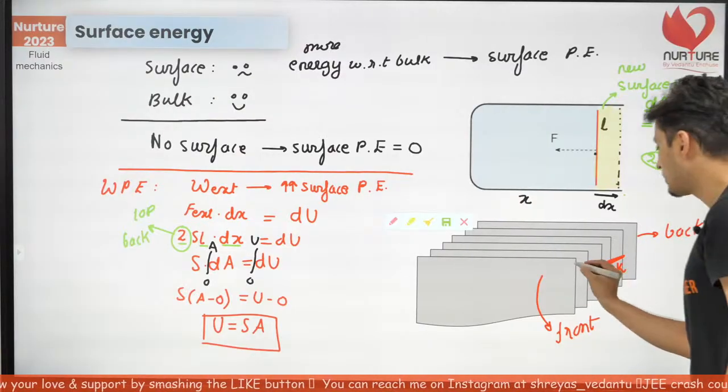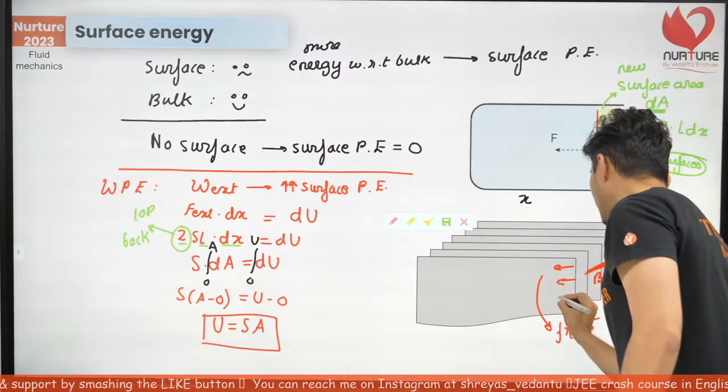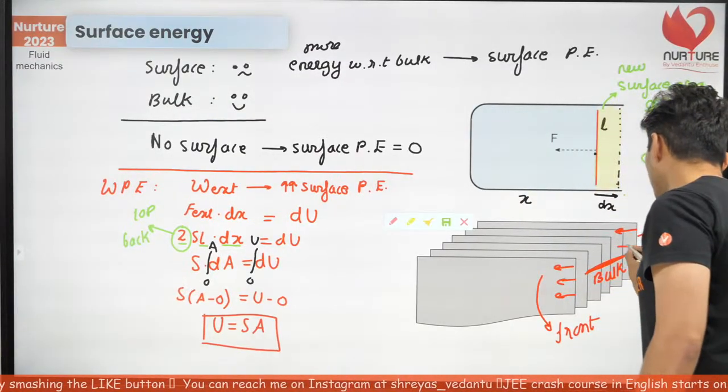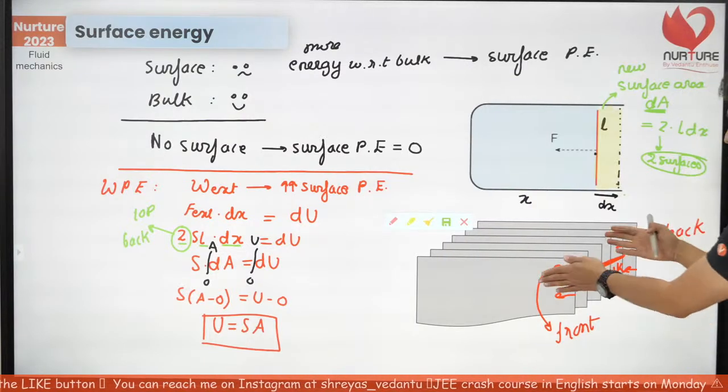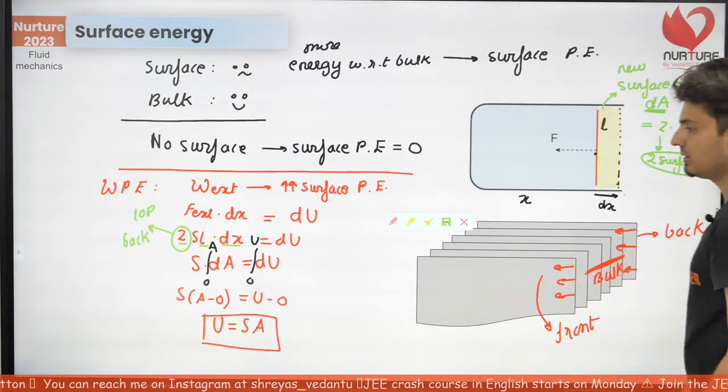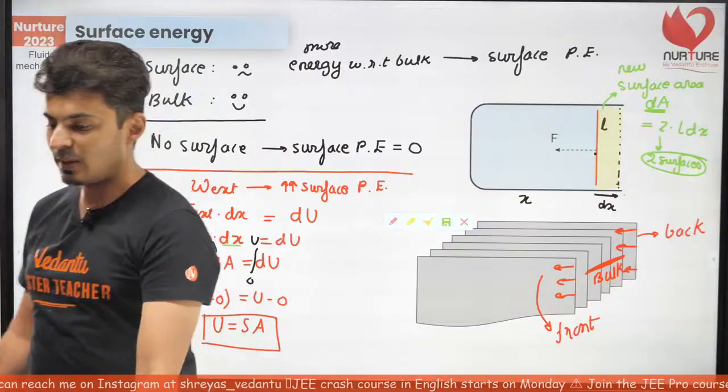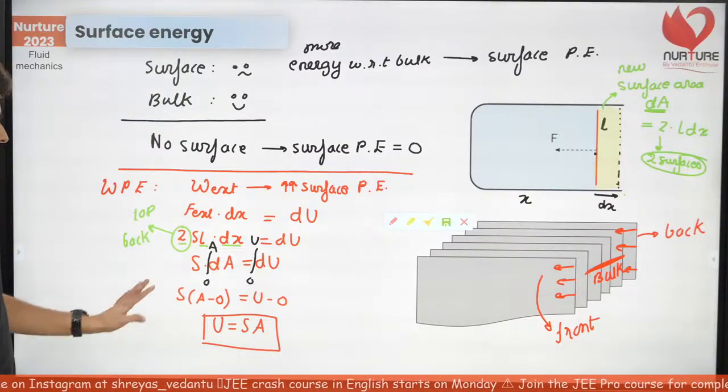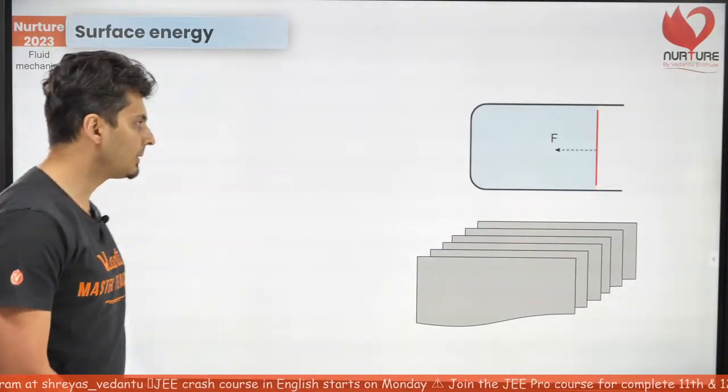So there will be force from this side, and there will be force from this side also. So that's why 2SL, SL, SL, 2SL. Make sense, my warriors, how it works? USA, keep this in mind.